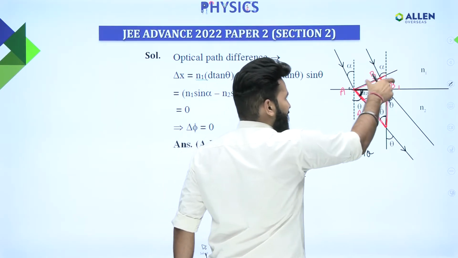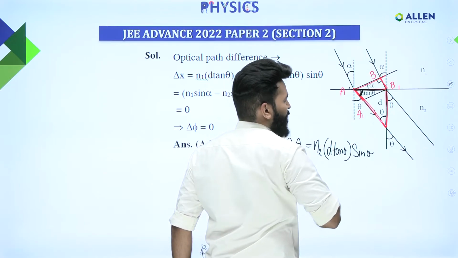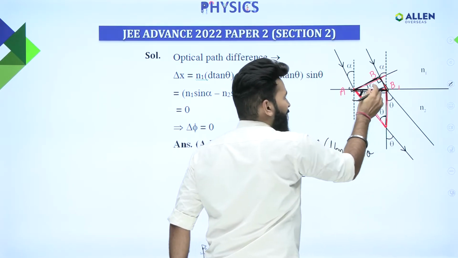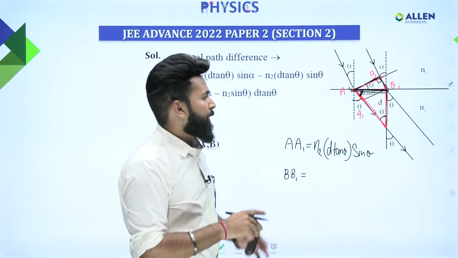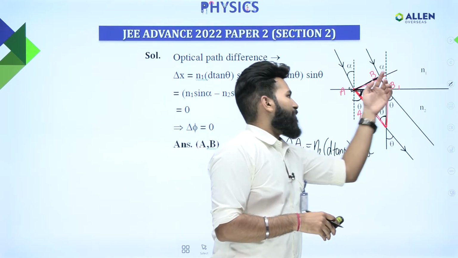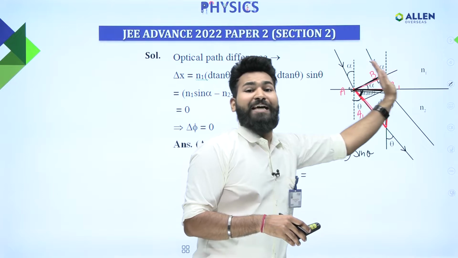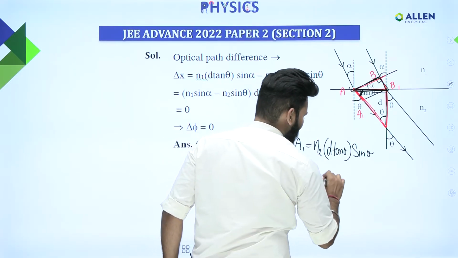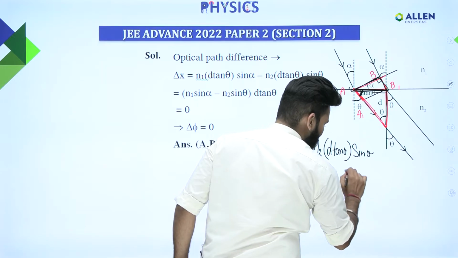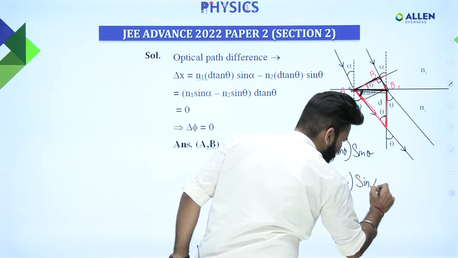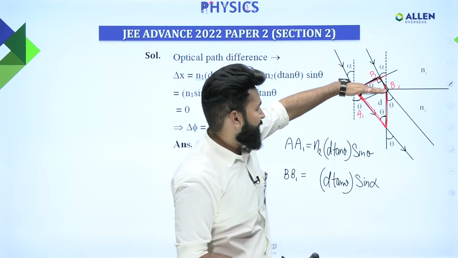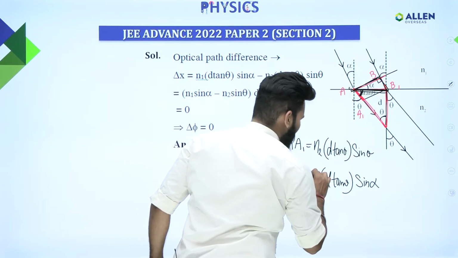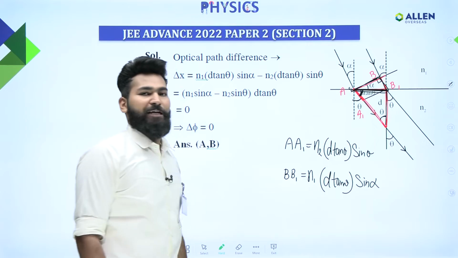So BB1 is nothing but this d tan theta, and this angle is alpha. So this is the hypotenuse of this triangle. This d tan theta is the hypotenuse. So this length will be nothing but d tan theta sin alpha. Sorry, sin alpha, this angle is alpha. So it will be sin alpha of d tan theta. This is d tan theta. So this length will be d tan theta sin alpha. And since it is in a medium of refractive index n1, we'll multiply it with n1.